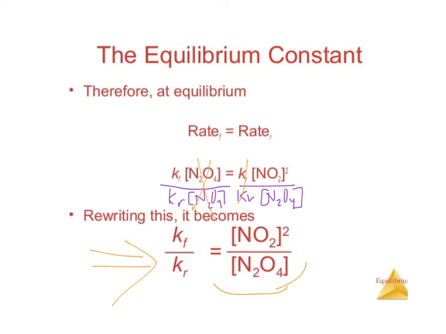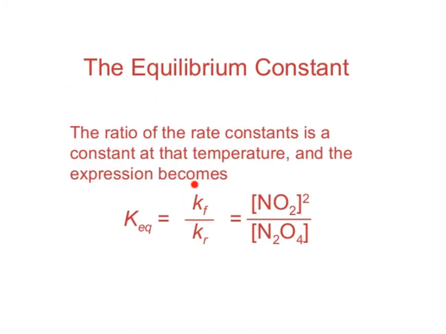And this will become our equilibrium constant expression. The ratio of these two numbers, the ratio of these rate constants, is constant at a given temperature, so as long as the temperature doesn't change, this is constant. We call this divided by this our equilibrium constant, and it is equal to the products, NO2 squared, over N2O4. So this is the equilibrium constant for the reaction N2O4 at equilibrium with 2NO2.